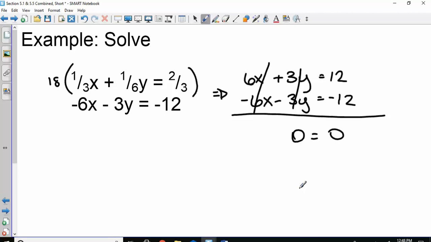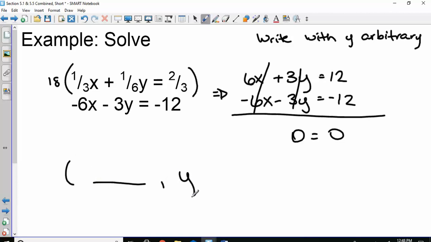Okay, here's the deal. When I say infinite solutions, does that mean any ordered pair I pick out of the blue has to work here? No. No, it's just any point on that line. So we have to describe that somehow. So if I said to write the solutions with, let's say, y arbitrary. If it says that, that means keep y as your variable. So my ordered pair will be something for my x, and my y will just be as a y.